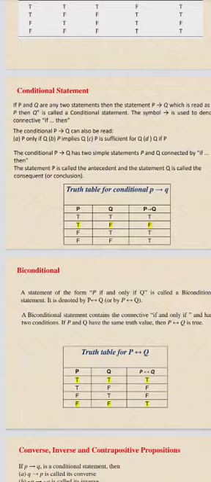Next, the conditional statement. If P and Q are any two statements, then the statement P to Q, which is read as "if P then Q", is called the conditional statement. For this conditional symbol, the arrow mark is used as the connective word, read as "if then".